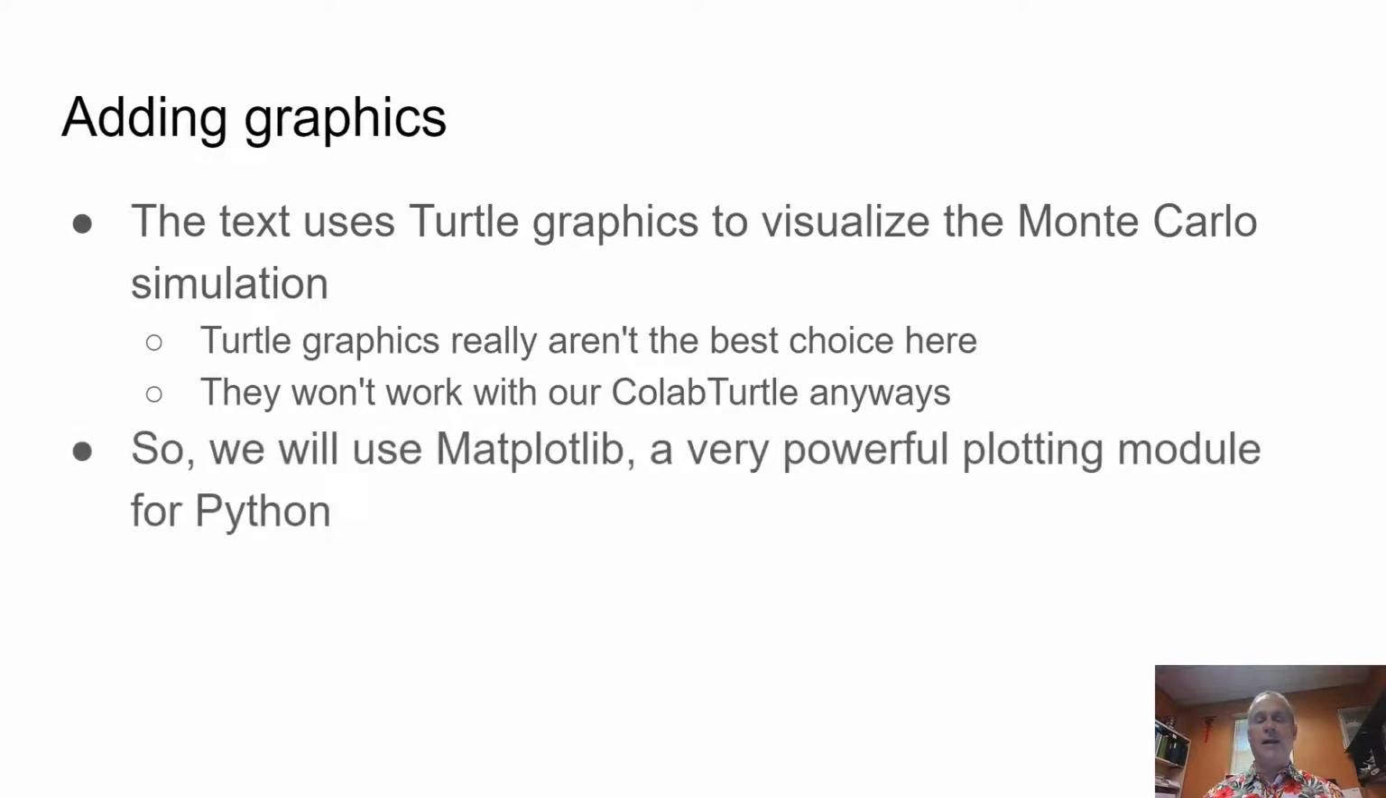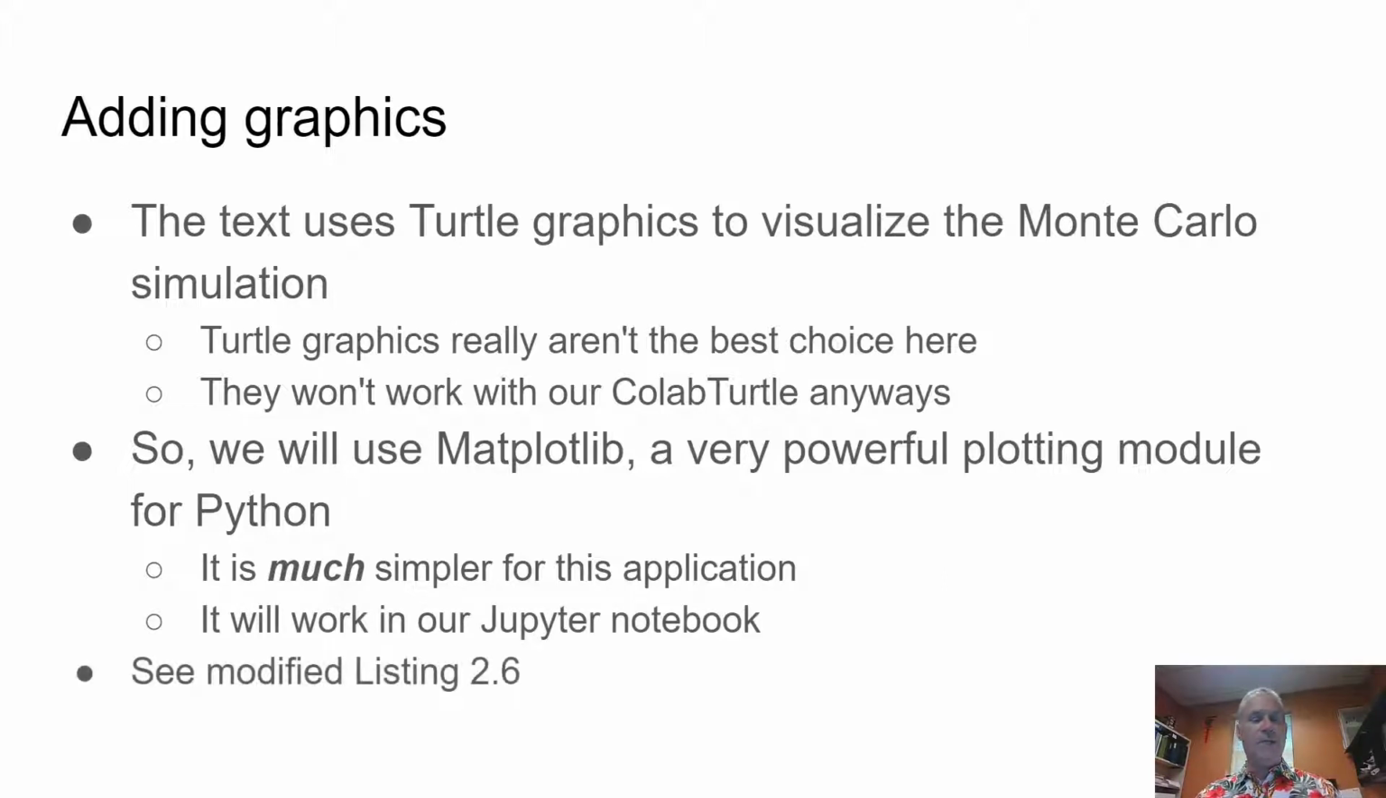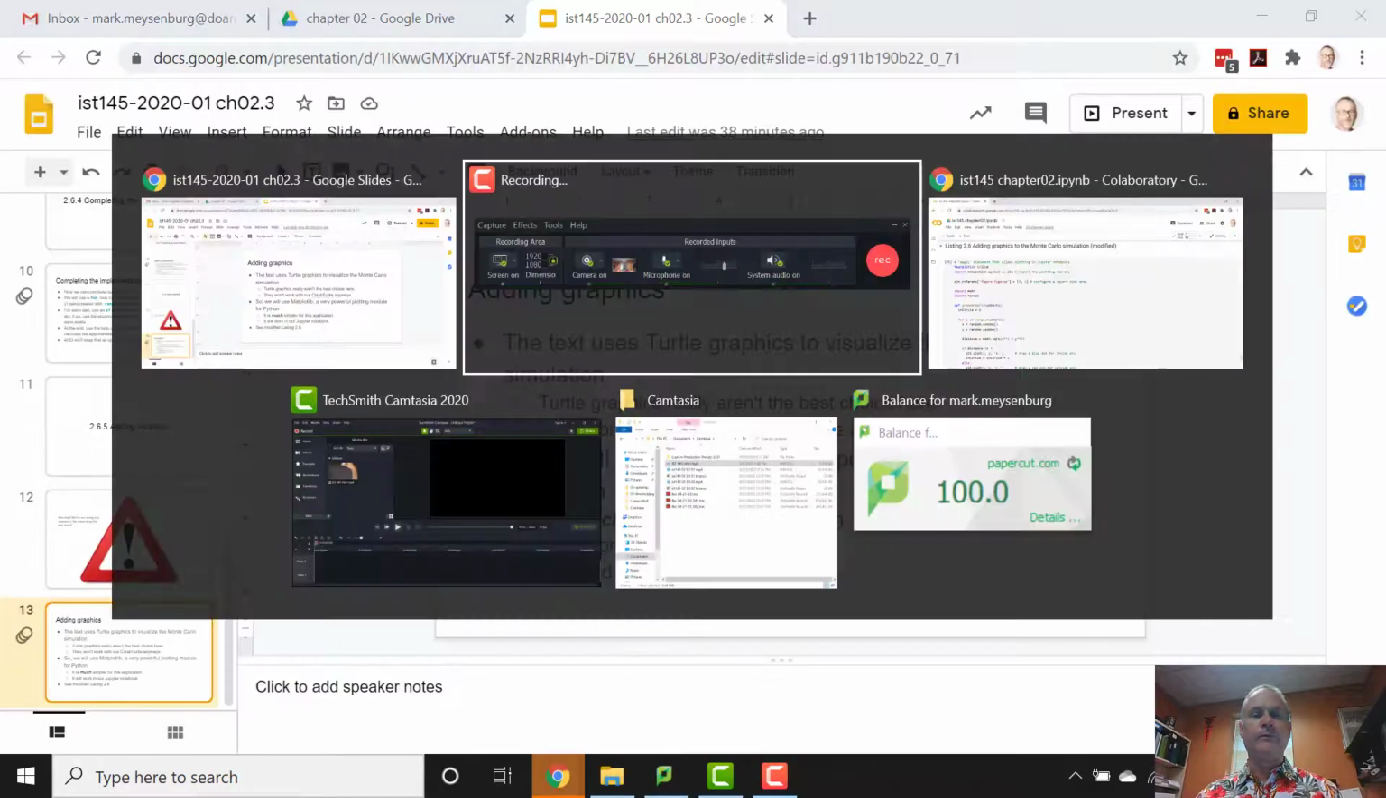Rather, we're going to use Matplotlib, which is a really powerful plotting module that comes standard with Python. It's used in all kinds of scientific computing and for machine learning and things like that, so learning about it is a handy thing. It's much simpler for this application. If you compare the code we'll look at in a minute to the code from the book, you'll find that our code is much simpler. And as an extra bonus, it'll work in our Jupyter Notebook. So let's take a look at that modified listing 2.6.